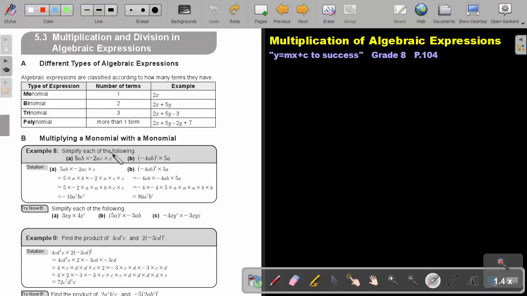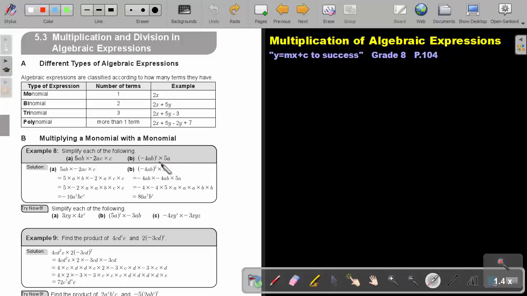Simplify each of the following. Can you see it's just one term, one term, one term. Now, remember your signs. How many negative signs do you see there? Only one. One is an odd number, so the final result will be negative. Now multiply the numbers. 5 times 2, what will that be? 10. And then a times a, remember index notation, so that will be a to the power of 2. Then b, there's only one b. How many c's are there? 1, 2. So there's c to the power of 2. And that's my final answer.